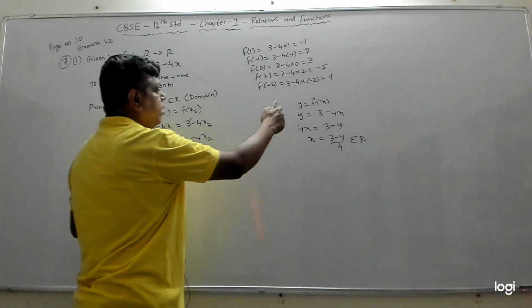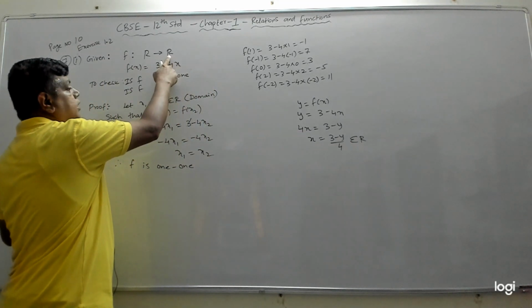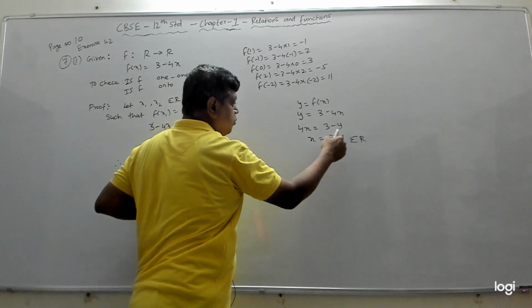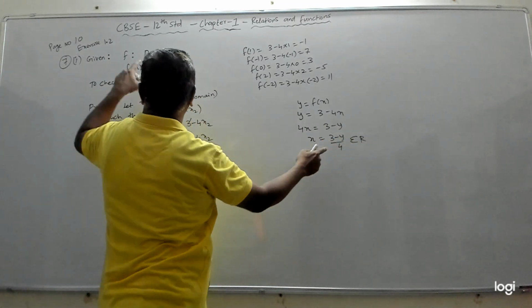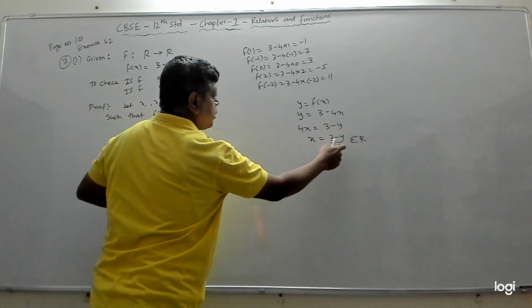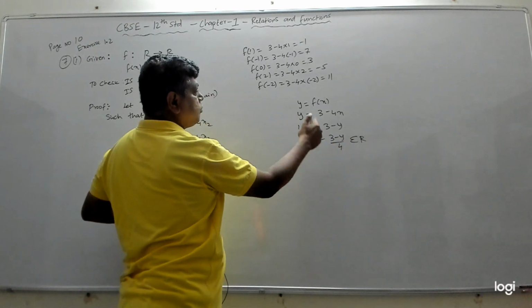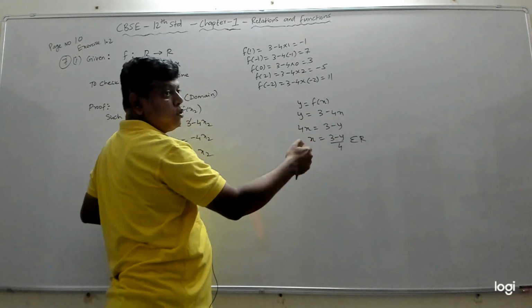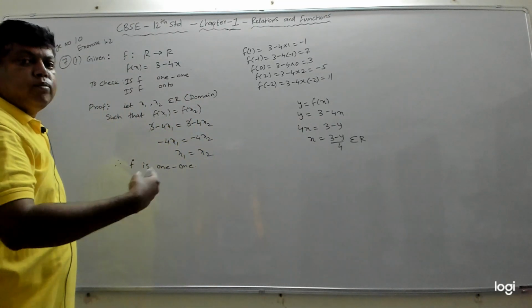Which means for every y I take from this set, I am able to find an x here, which is in this form. The moment it is in this form, we have to check whether this belongs to this set, the domain. Yes, (3 minus y)/4 is a real number. So for every y, we are able to find an x such that f of x is y. Then it becomes onto.